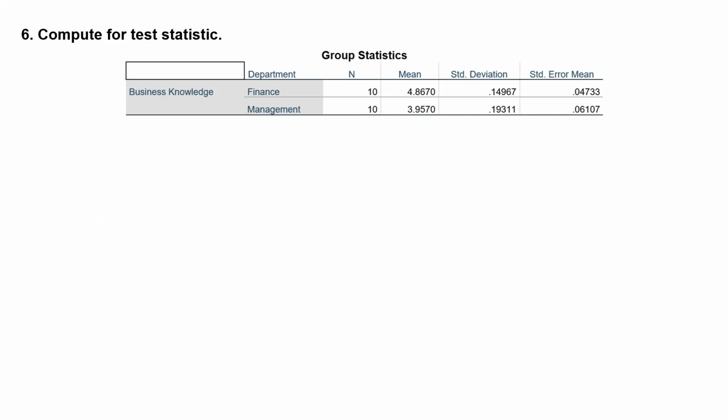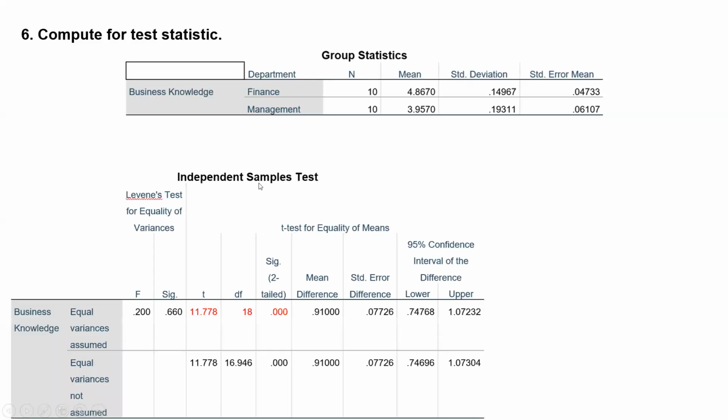Sandali. Okay. Ano po ulit, Doc? Okay. In your opinion po, tingnan niyo po yung means nila. Do you think the difference is significant or not? Yes po. It's a little bit big po yung difference compared sa kanina po. So it's like finance is a bit larger in terms of mean. But again, we have to check po.